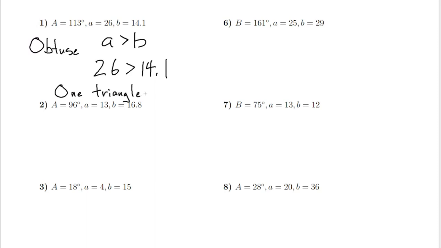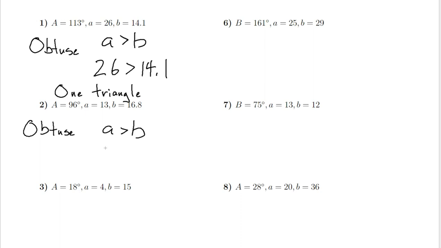Take a try on number two and unpause when you're done with it. So for number two, we still have angle A. In this case, we're still obtuse. We have a 96-degree angle, so that's greater than 90. We're obtuse. And now, again, we ask ourselves, is A greater than B?